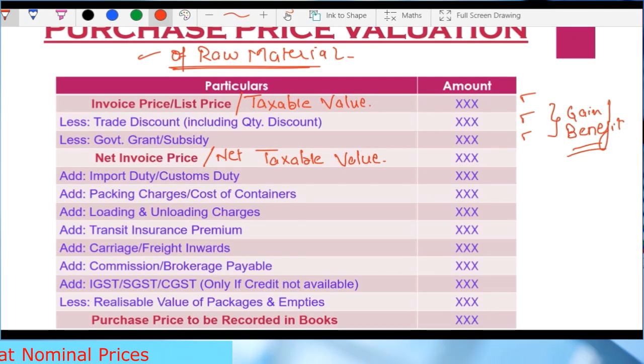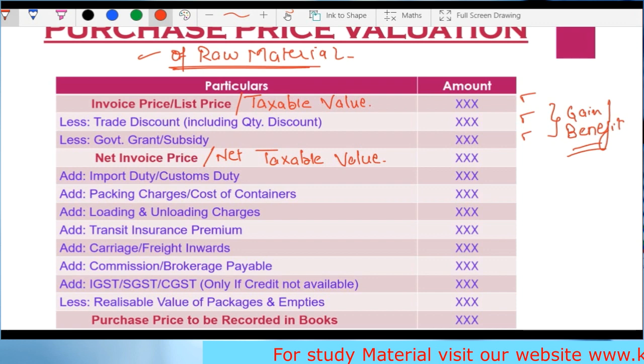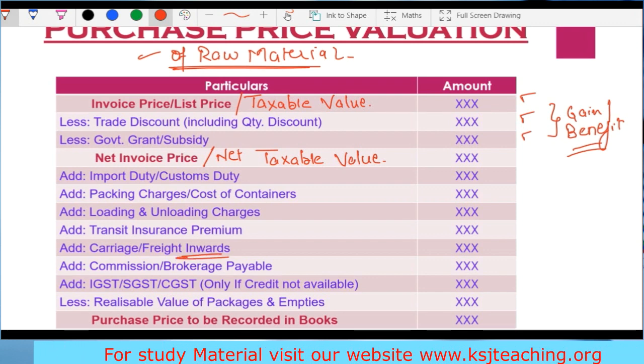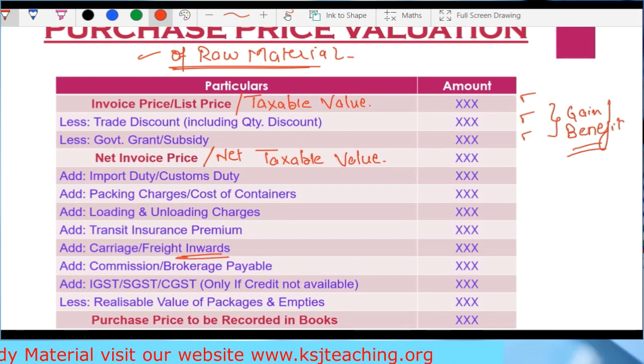Now, the additions: import duty or the customs duty, any duty, right? Packing charges or the cost of containers, loading and unloading charges, transit insurance, right? Then carriage or freight inwards, not outwards. Outwards is on the sale of goods. Inwards is on the purchase of goods.